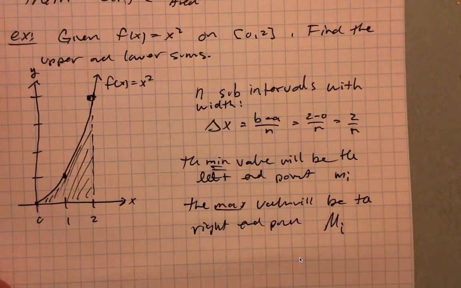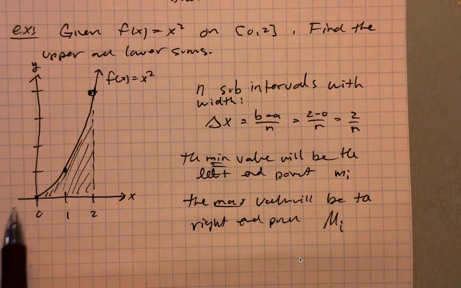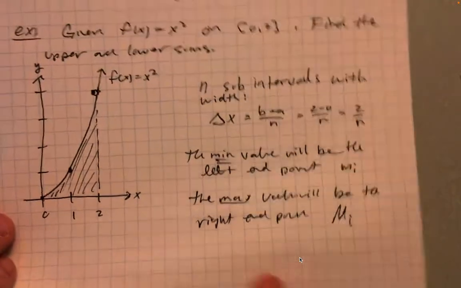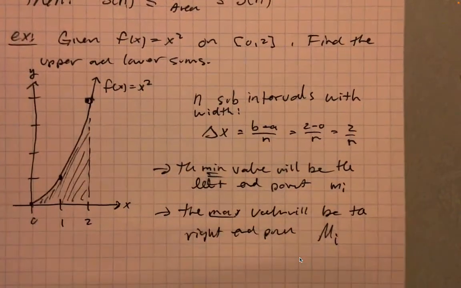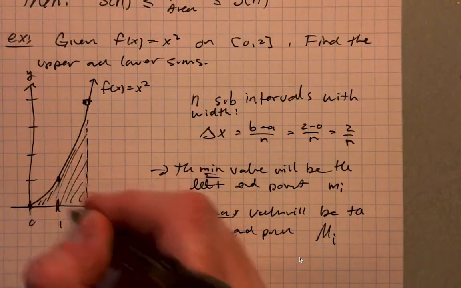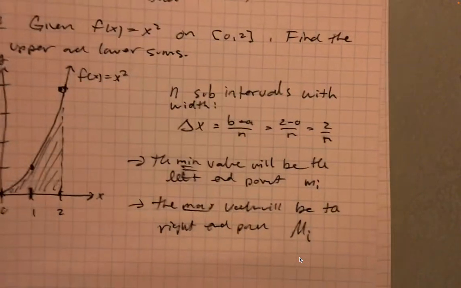That's your big M_i. Okay, so important to note, that's going to vary from function to function and region to region. Certainly if you go from 2 over to 0, it's going to be the exact reverse, right? But that's okay. In this case, that's the way it works out. The minimum value will be along the left-hand side of each interval, and the max value will be along the right-hand side of each interval.